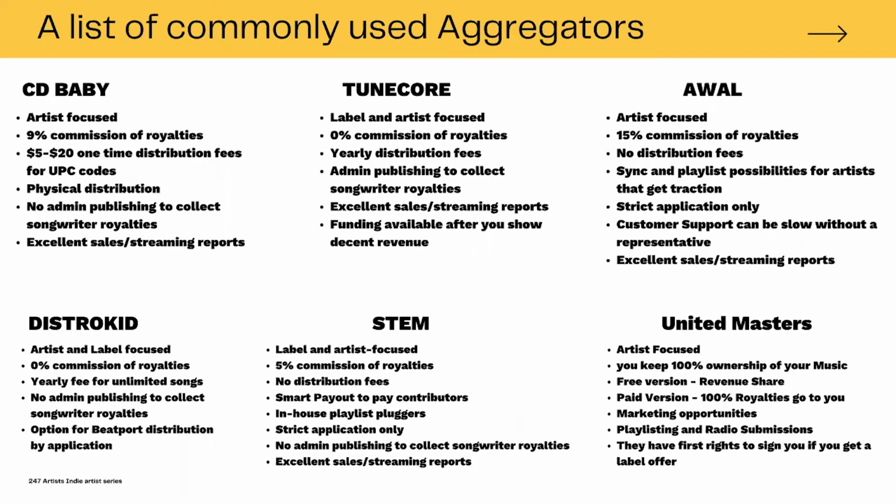Then we got DistroKid. So DistroKid is both artist and label focused, meaning you as an artist can use it, but also labels can set up DistroKid accounts. There's a 0% commission for royalties, which we love, meaning you make $1, you keep $1. And then there's a yearly fee for DistroKid based on whether you're a label or an artist, but it's for unlimited songs. I love this.